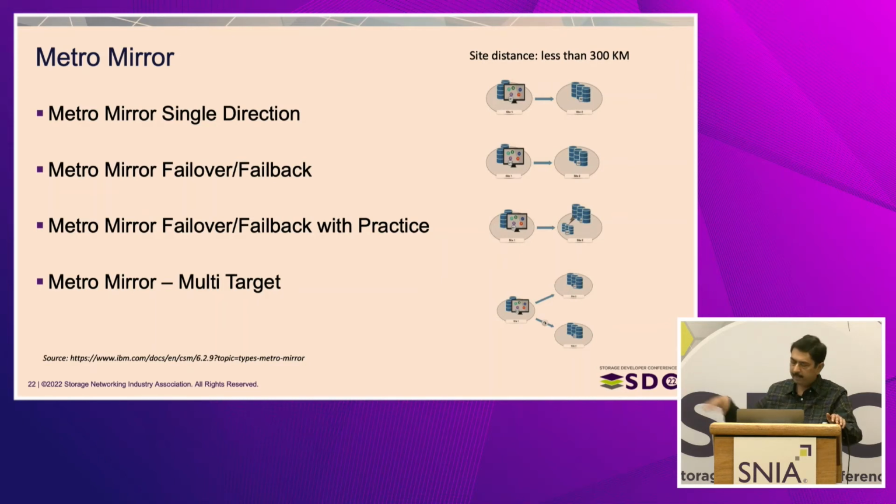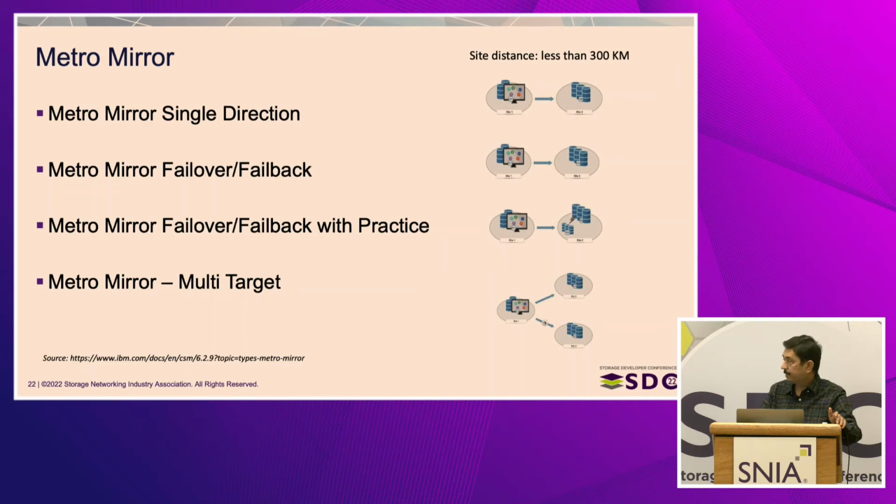The example I'm giving here is for a set of storage systems from IBM, but it doesn't have to depend on the vendor. It is pretty much similar across different vendors. For example, Metro Mirror single direction copies data from site 1 to site 2 in a single direction. Metro Mirror failover failback is both directions, so you can failover and then failback.